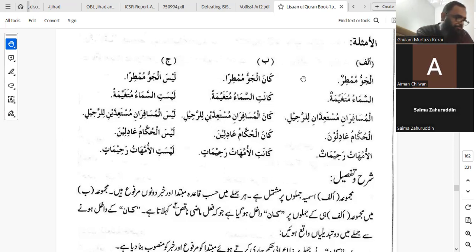What about laysa? Okay. So laysa, again, it's a fi'l naqis, and it changes the meaning to negative. It is fi'l naqis and nasikh both. Yes, and it changes the meaning to negative. It changes the present sentence into negative, and it has no amr, and it has no mudari, but it has madi. Is that correct? Very good.